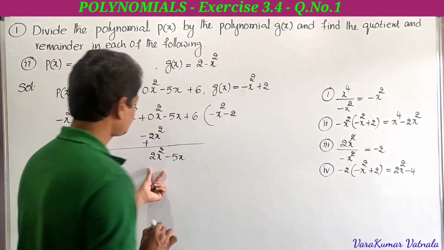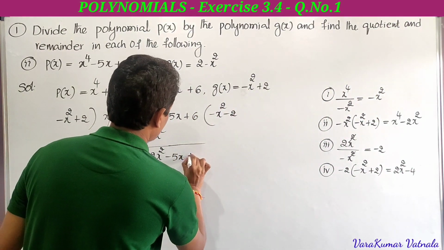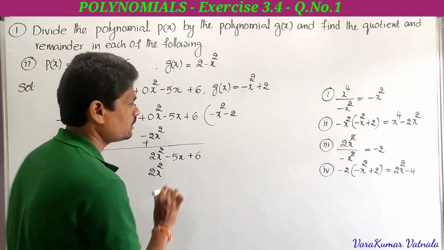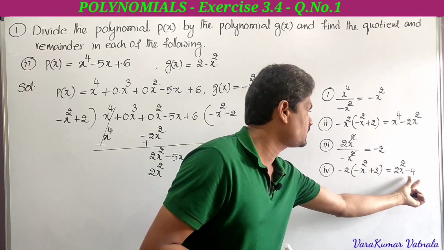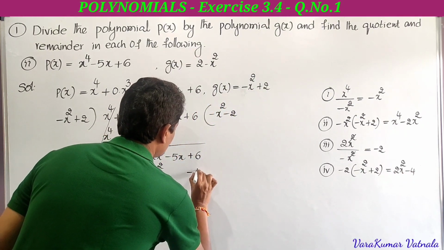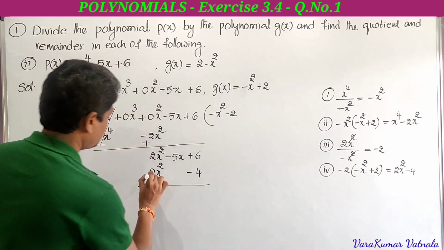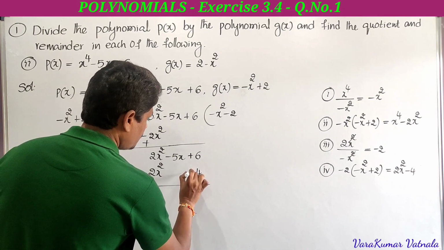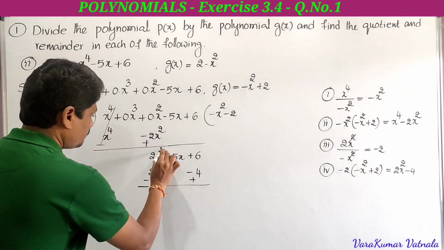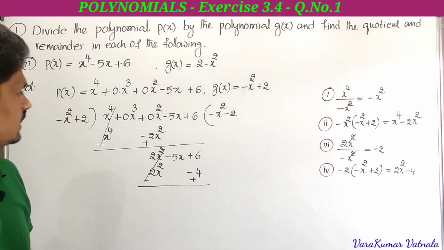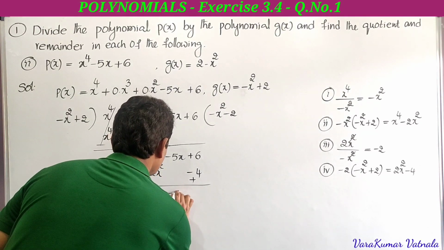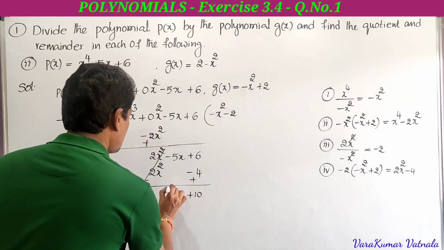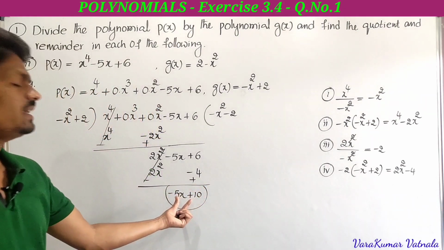Here also write the constant term plus 6. Write the x square term below the x square term. There is no x term here, but there is a constant, so write the constant below the constant term. Now subtract, so plus becomes minus and minus becomes plus. Plus 2x square minus 2x square gets cancelled. Minus 5x, write as usual. Here plus 6 plus 4 is plus 10. So now minus 5x plus 10 is the remainder.